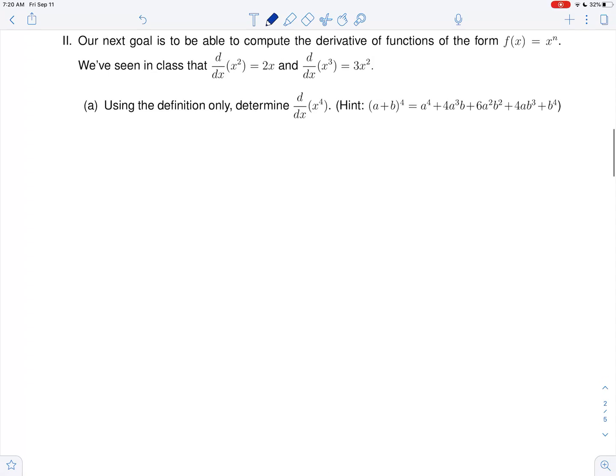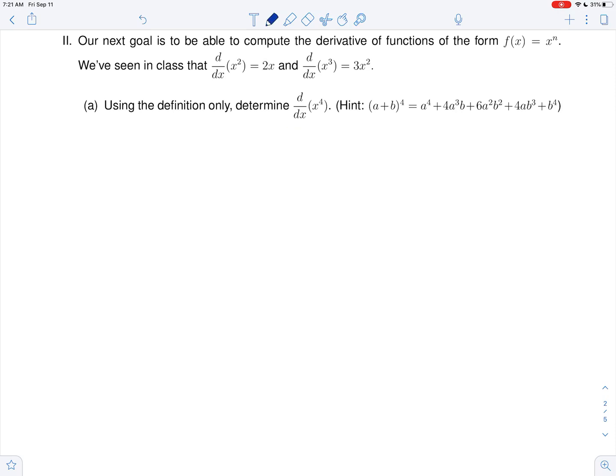So here's another example that I want you guys to work out before you watch the video. So far we've worked out and computed that the derivative of x squared is 2x, and I believe we worked out the derivative of x cubed is 3x squared. If you don't think you've seen this before, then you can do this one first if you want to, but we're going to try to figure out the derivative of x to the fourth, and I'm giving you just a little hint to make the expansion a little faster for you.